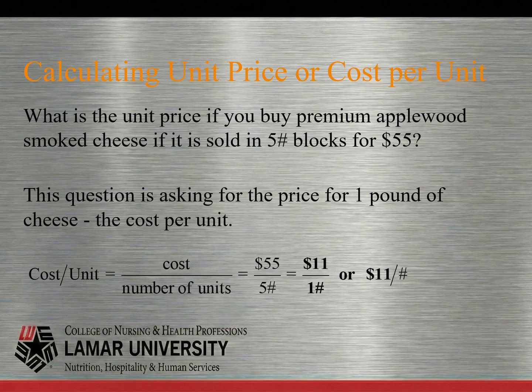So let's look at this problem. You buy a 5-pound block of Applewood smoked cheese for $55. What is the unit price? The question here is asking, what's the price for 1 pound? The math on that would be the total cost divided by the number of units. So it's $55 for 5 pounds. So 55 divided by 5, and we have $11 per pound. Now we have a usable number for our recipes.